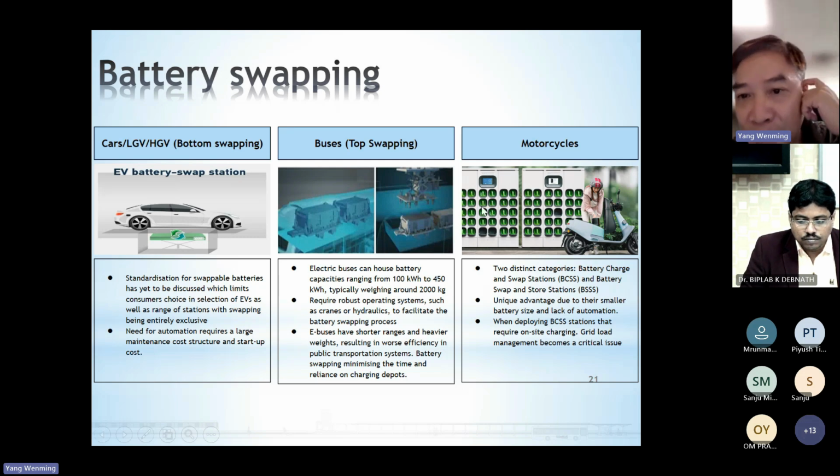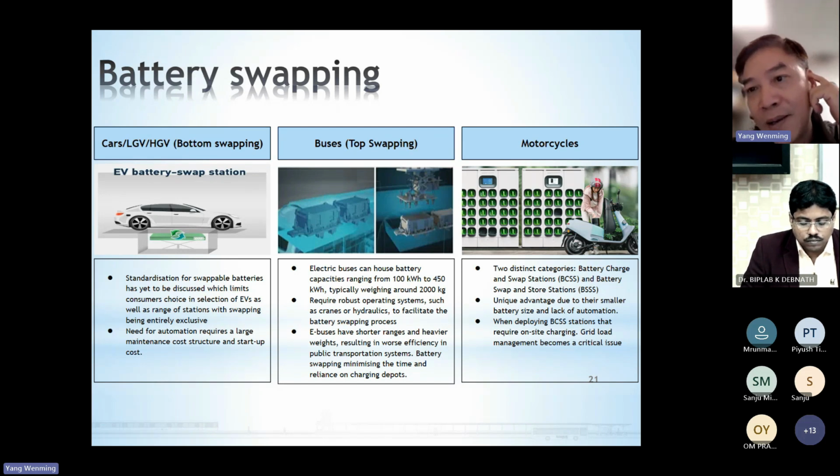This also has two categories. The first is battery charge-and-swap stations. The second is battery swap-only stations, where you swap the battery system but you don't recharge it. In the first, you exchange the battery and, at the same time, the battery will be recharged in this battery station.